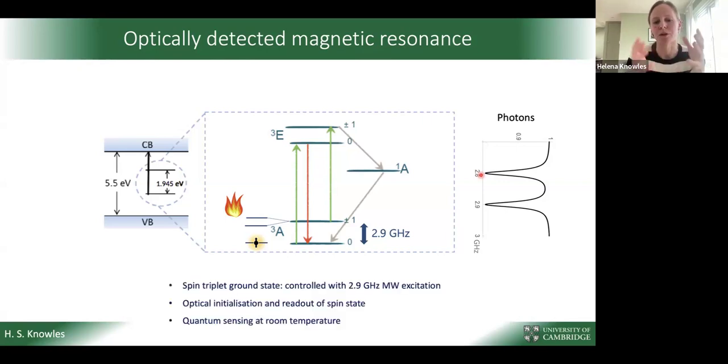So, quick summary: we've got a spin triplet ground state. We can control it through optics and microwave excitation. Through these nice decay pathways, we have optical initialization and optical readout of the spin state. And it's a rather unusual quantum system in that it's solid state based and it works at room temperature, which means that you can put it into messy systems such as biological and living wet systems.